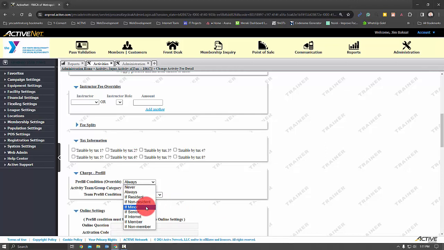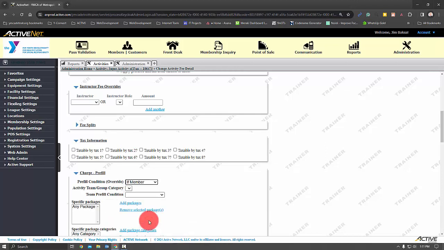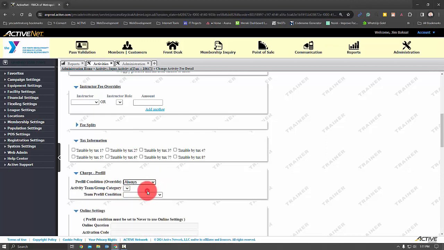If minor, this is actually a new option. If senior, if on internet, if member, or if non-member. Now, some of you may be saying, well, Jim, you said that this is going to be our member rate, so we should say if member. And you're kind of right, but we're also going to do a method of enrollment where instead of there being one fee for members and one fee for non-members, we're going to have a charge always fee, which is our member fee. And then we're going to do an upcharge for our non-members.